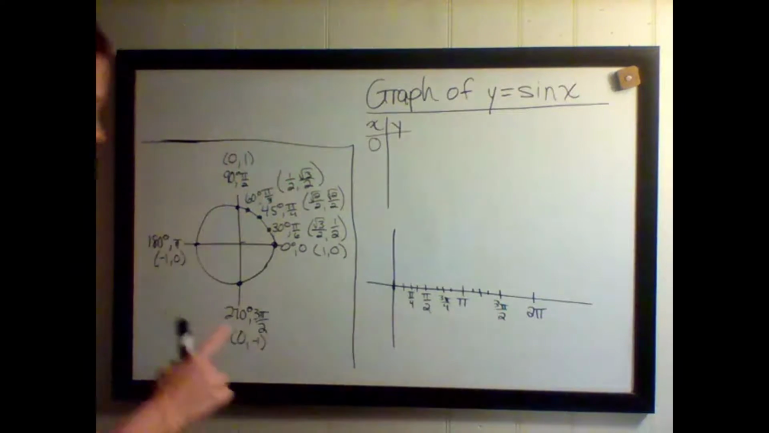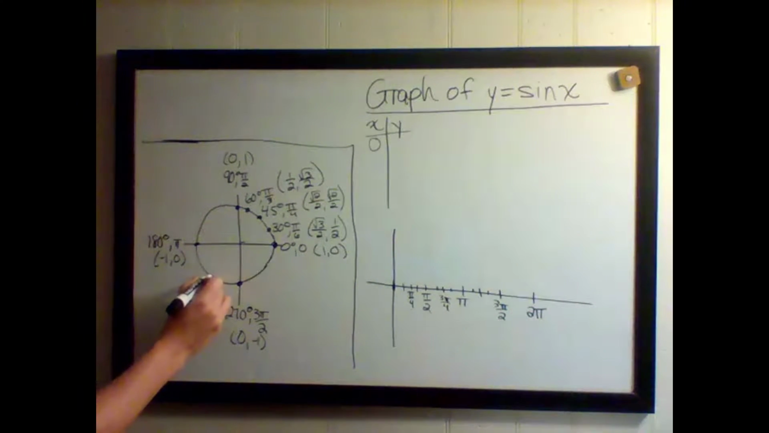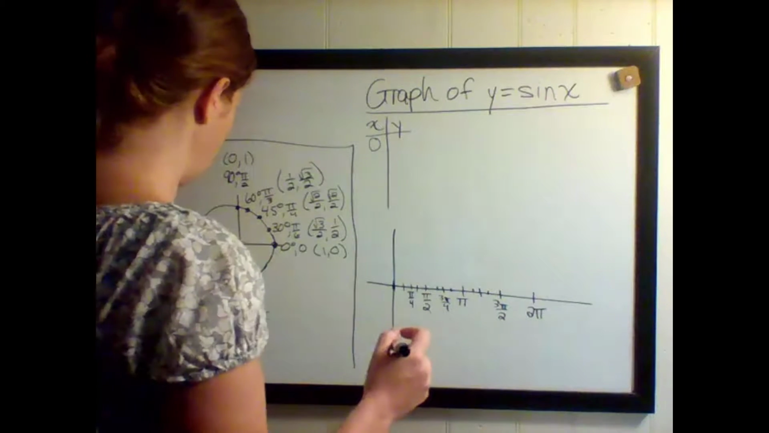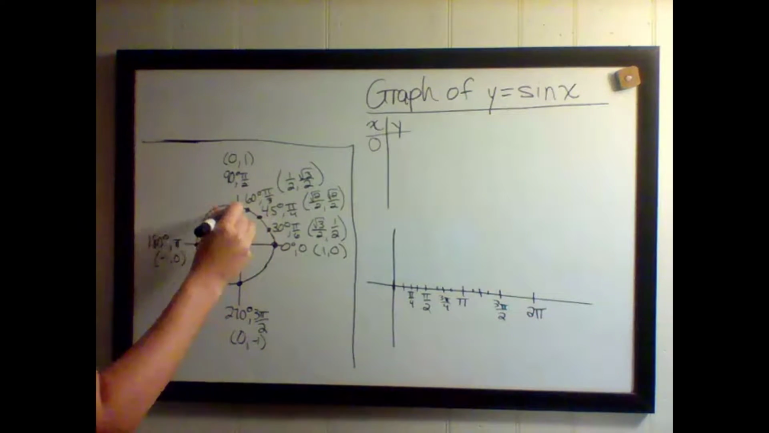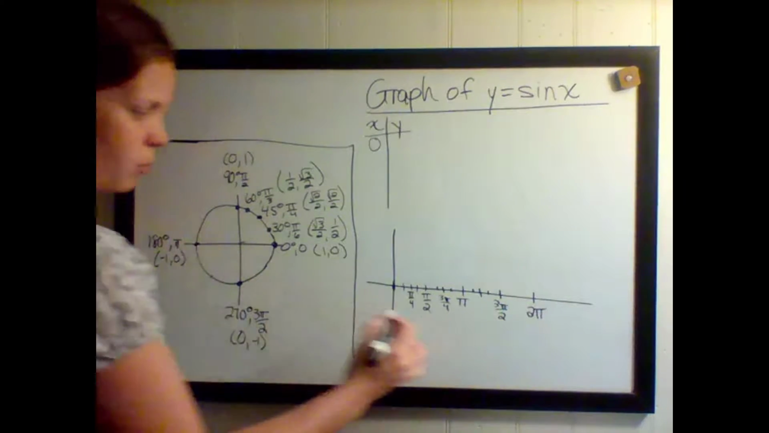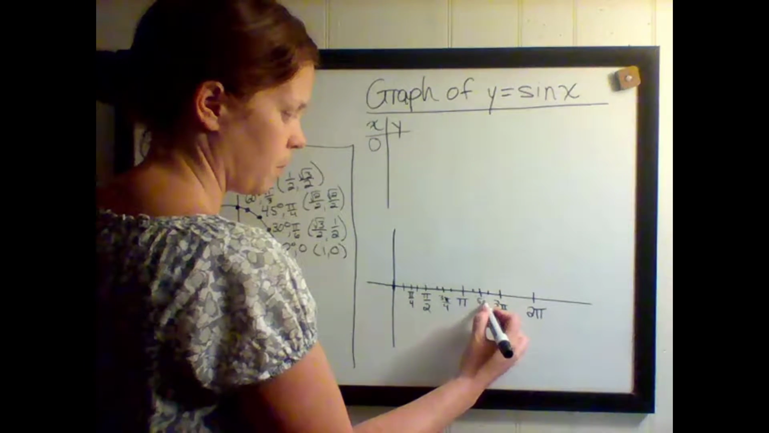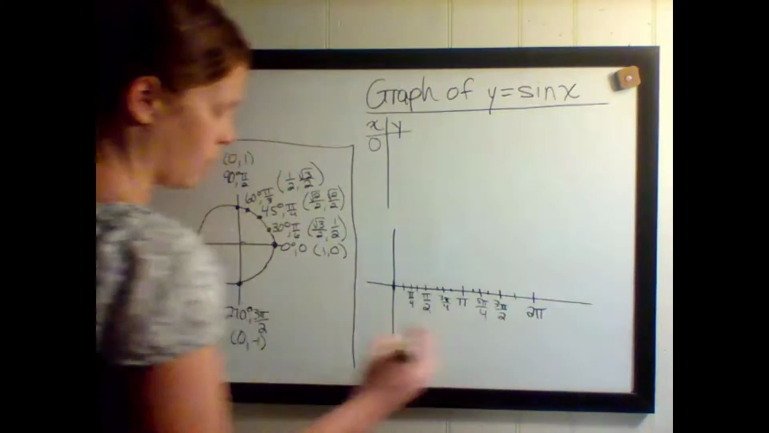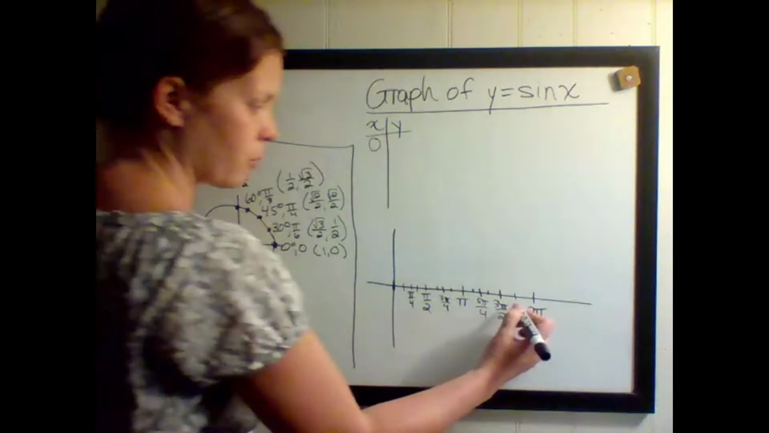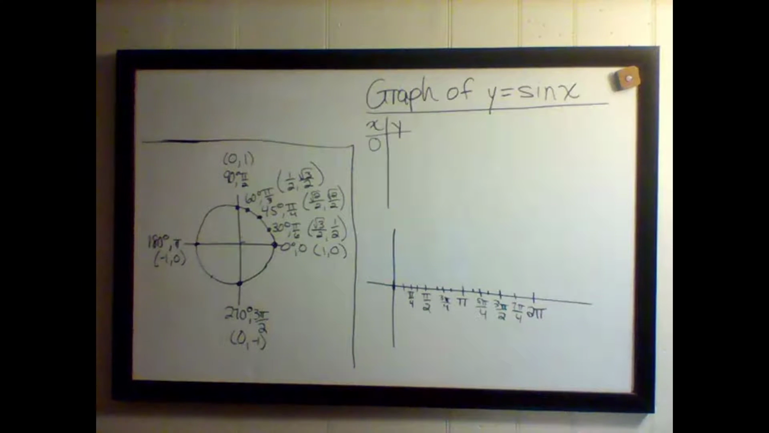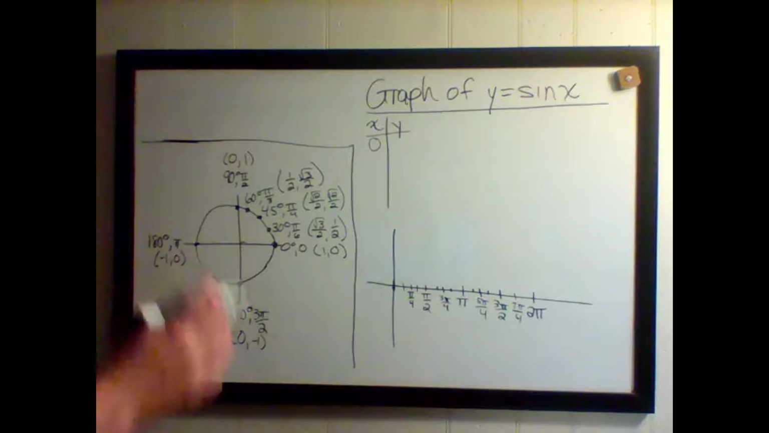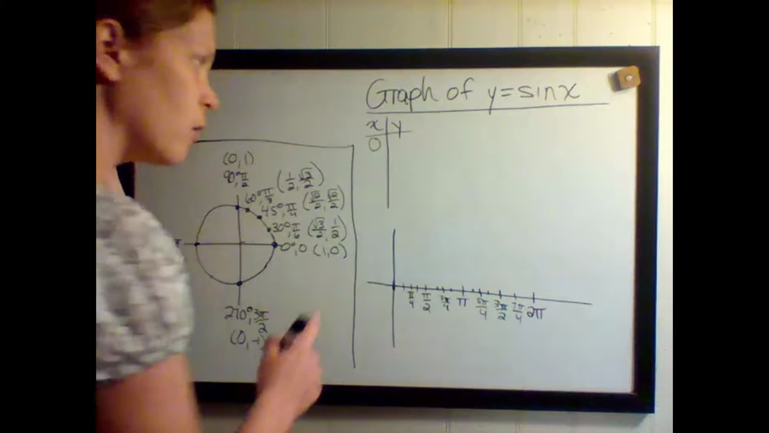Halfway between pi and 3 pi over 2 is, let's see, that'd be 1/4, 2/4, 3/4, 4/4, 5/4. 5 pi over 4. And then 6/4, 7/4, between 3 pi over 2 and 2 pi. Okay, so these are some of the values we'll figure out.